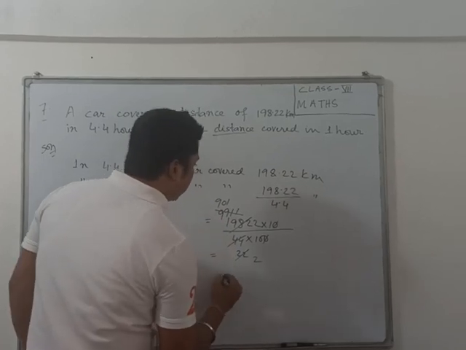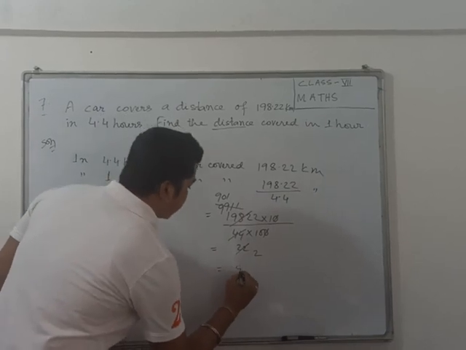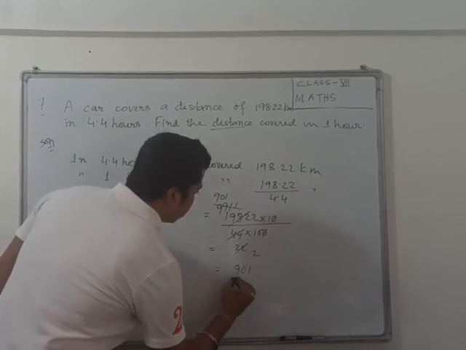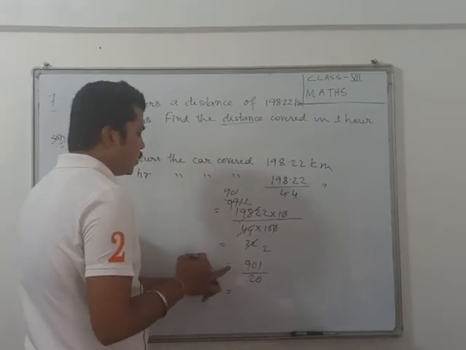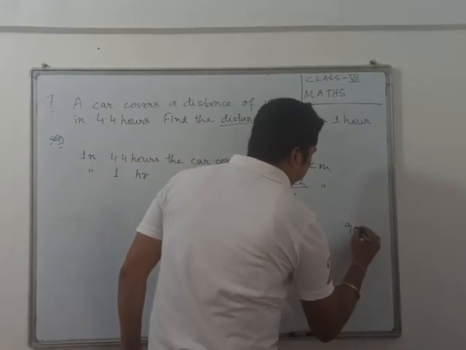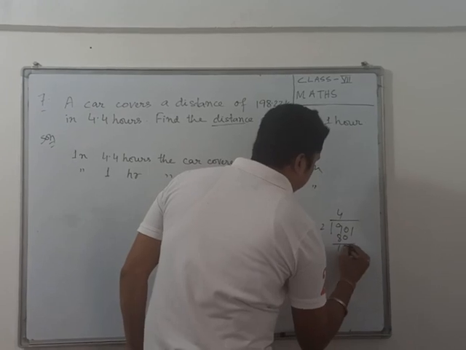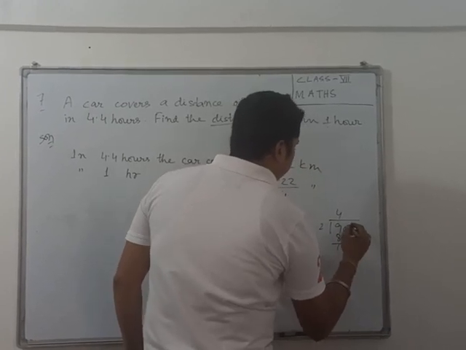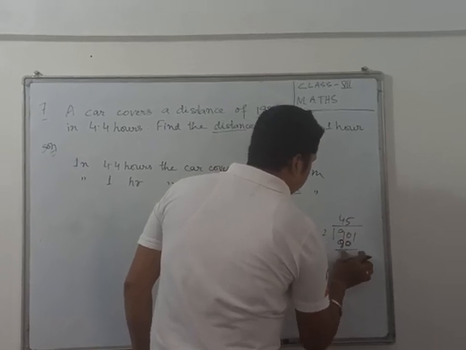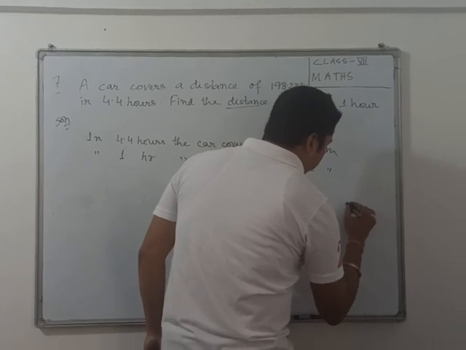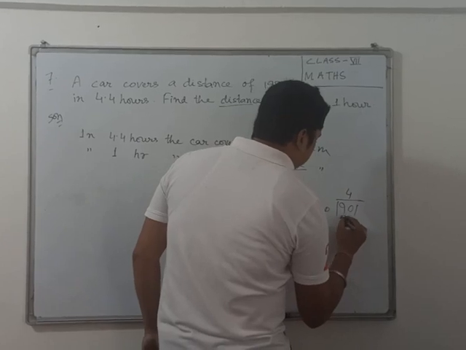Now 901 by 20. What we have to do? You have to divide 901 by 20. If you divide 901 by 20, it will be 24 and so on.